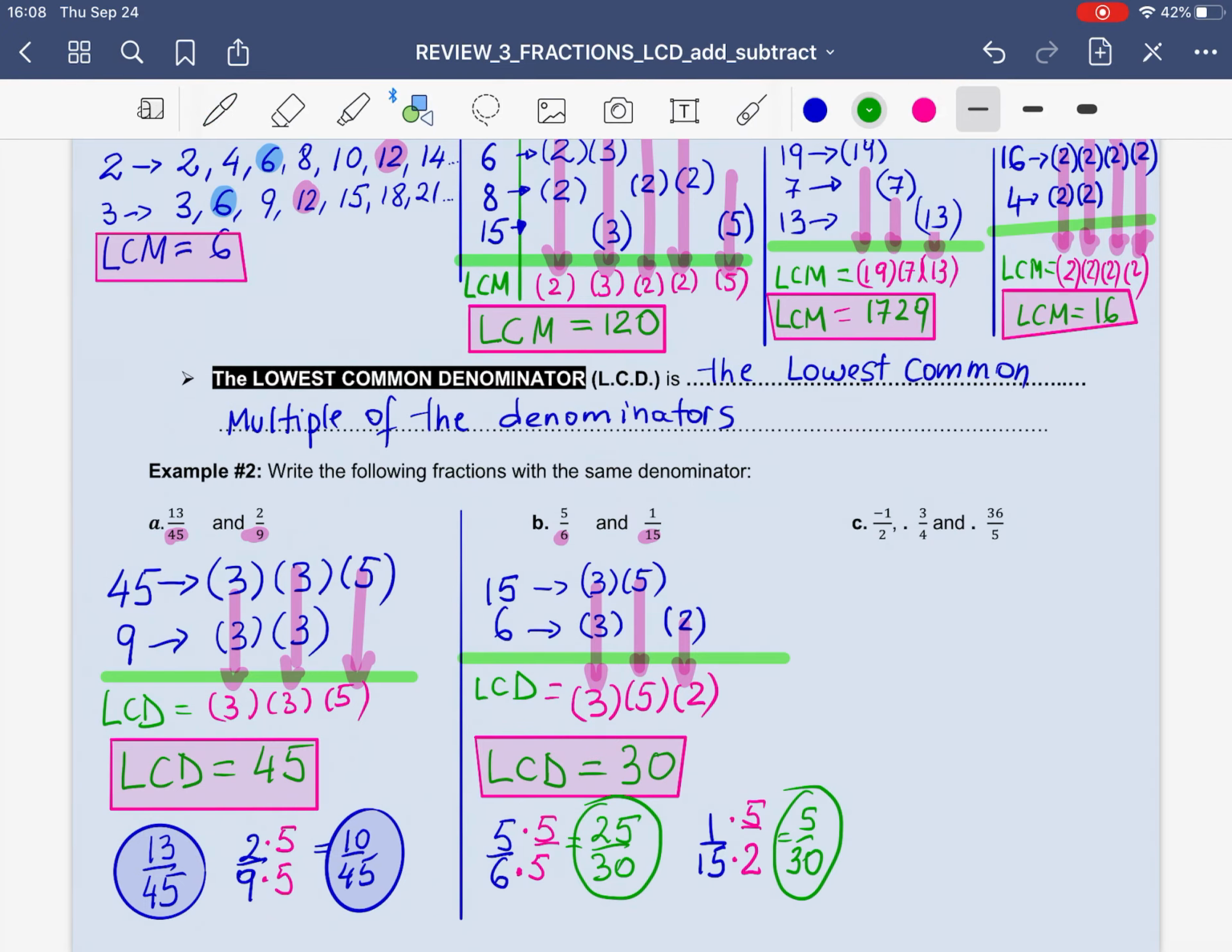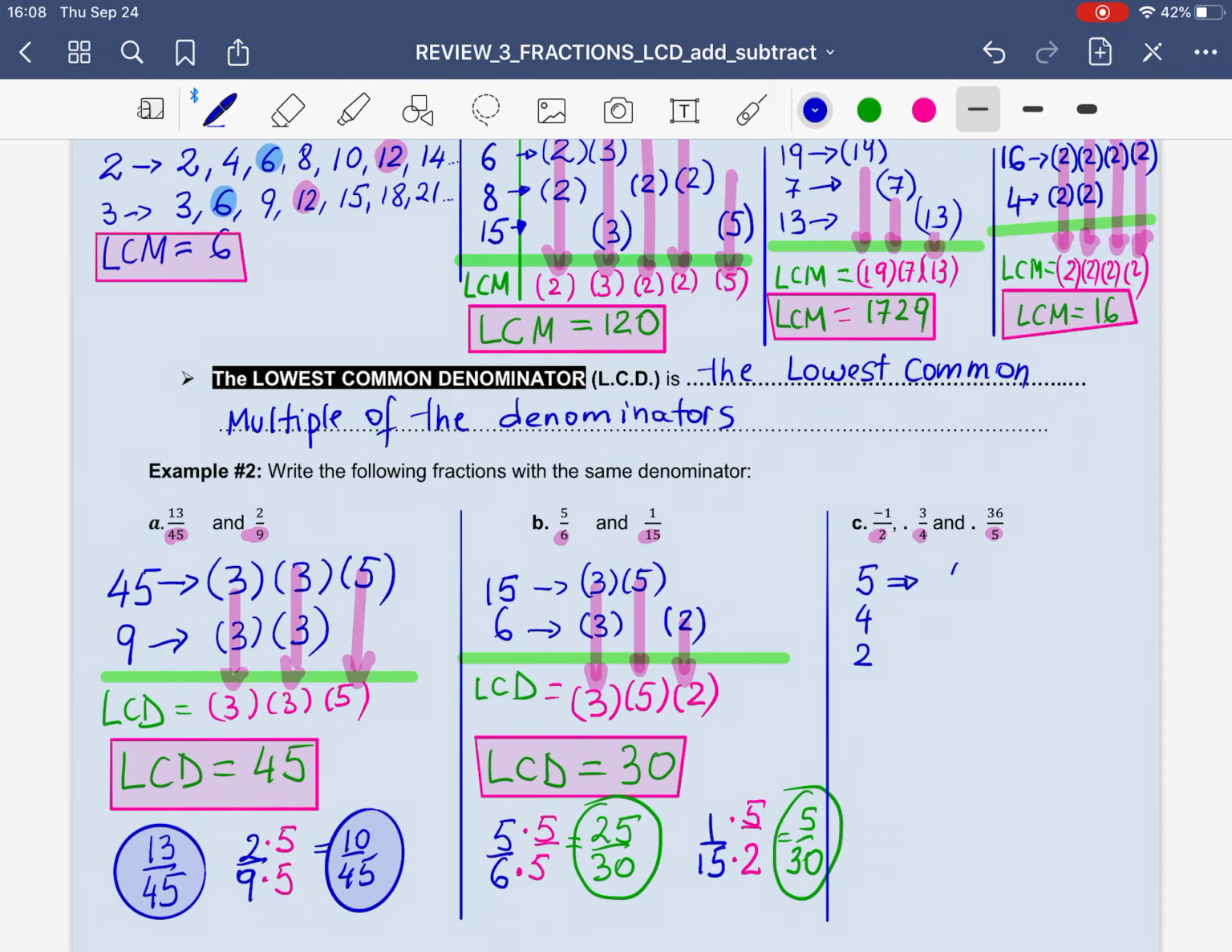We're going to do one last example together with common denominators, and if you feel like you got this, go ahead and try it on your own. It's more fun when we do things on our own. So we have negative 1 over 2, 3 over 4, 36 over 5. We're dealing with lowest common denominator, so denominators 2, 4, 5. So biggest number, 5, then we have 4, then we have 2.